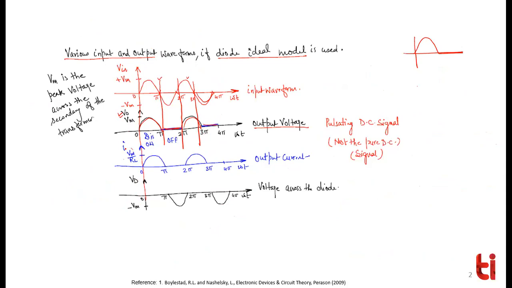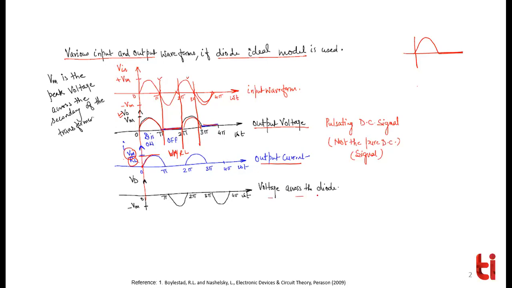What is the current? Current Vm divided by RL is the maximum. However, the current is Vi divided by RL. So when Vi is 0, the current is 0. When Vi is increasing, the current is increasing. What is the maximum value? What is the maximum voltage? The maximum voltage is Vm. So Vm divided by RL. So this will be the output current.